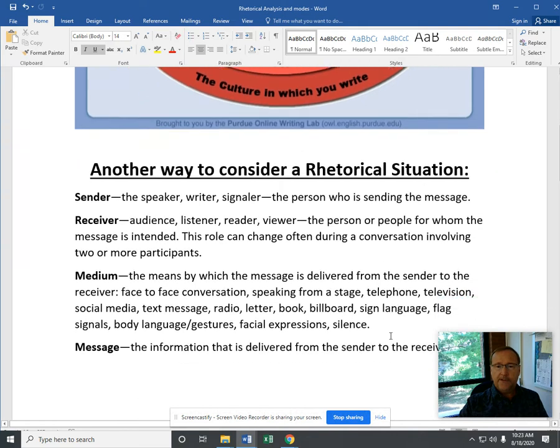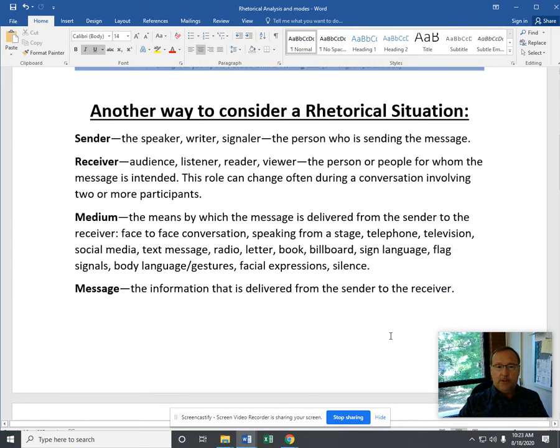A rhetorical situation. That's what we just saw at the beginning, but in speech communication classes, sometimes that's perceived in a slightly different way. It's often described as the sender, the receiver, the medium, and the message. And so we'll just take a look at these.